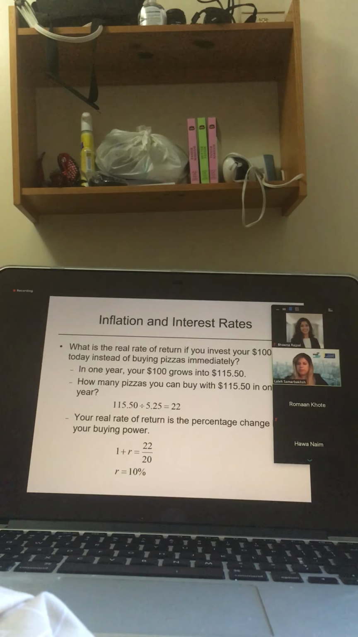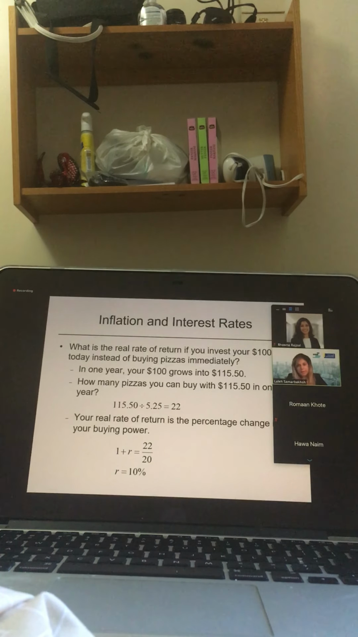So David asks where I got the 20 from. The 20 was how many pizzas I could afford with $100 today. Immediately, my money gave me the purchasing power of 20 pizzas. If I invested and waited for a year, my purchasing power increased to 22.